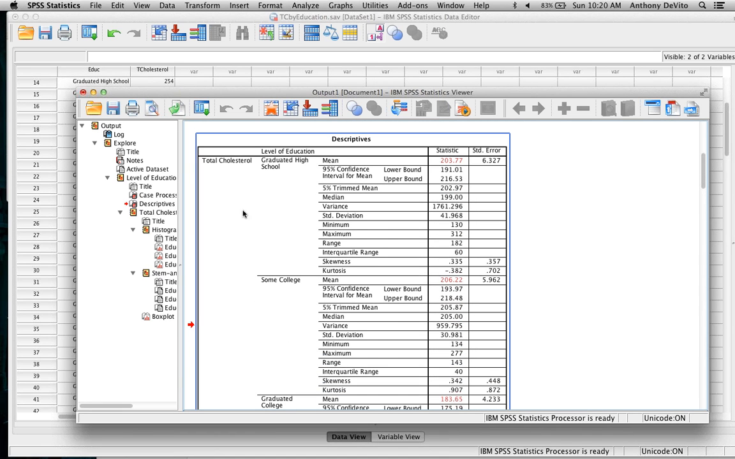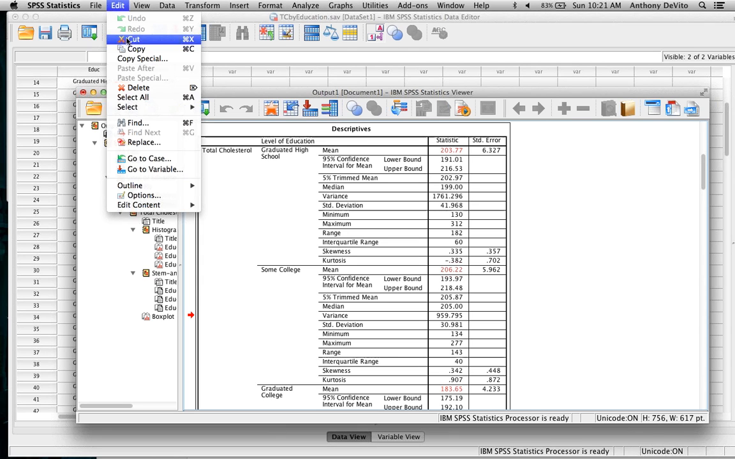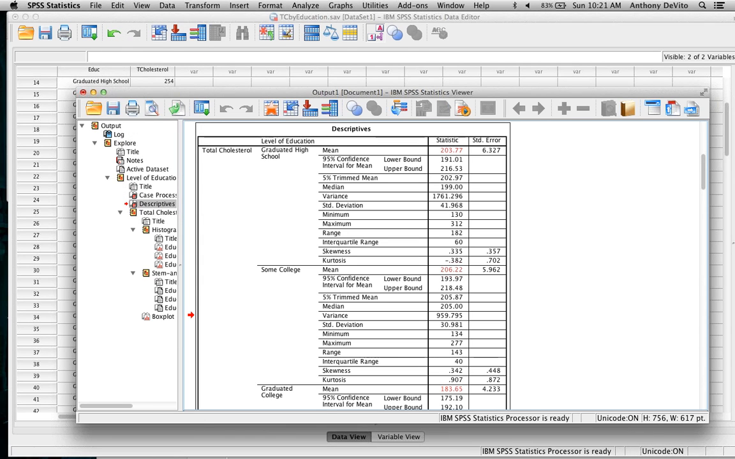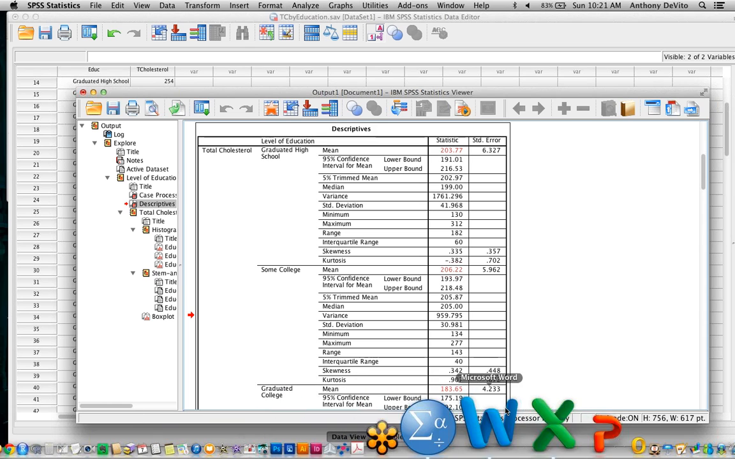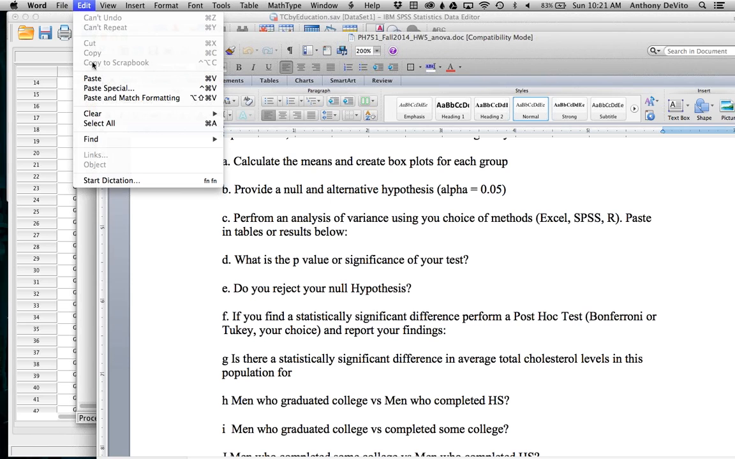And if I want, I can edit this chart down so it just shows less information and so on and so forth. Or I could just click on this, say copy, and I can go into my Word document. And under calculate the means and create box plots for each group, I can say edit. I can say paste. I'm going to say paste special.